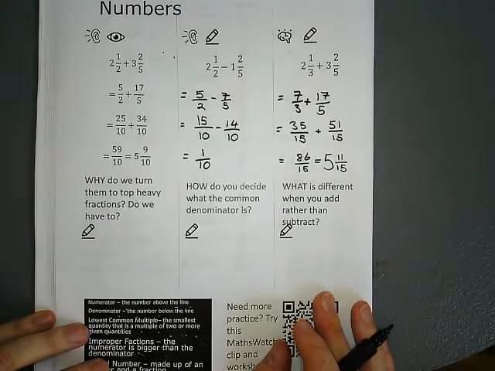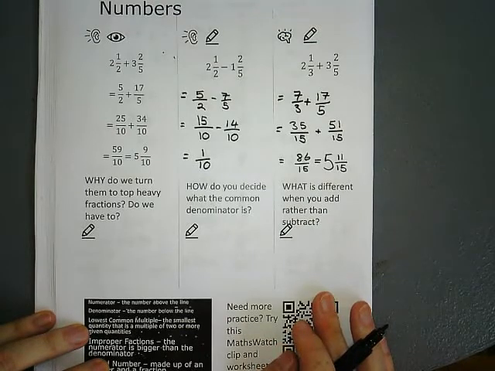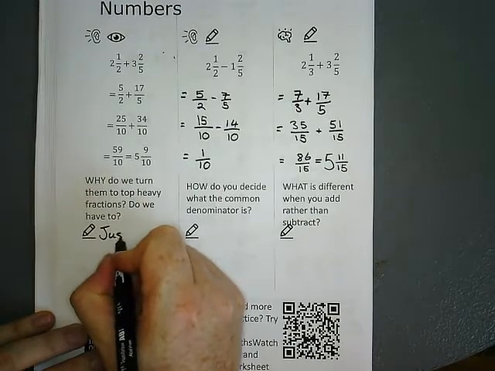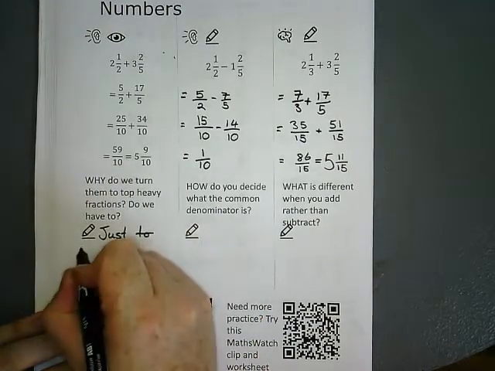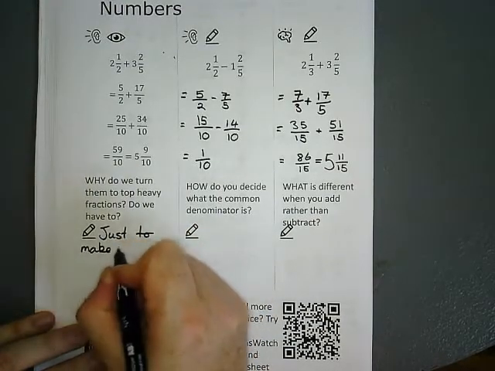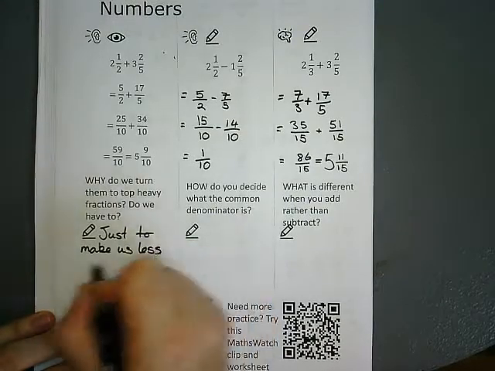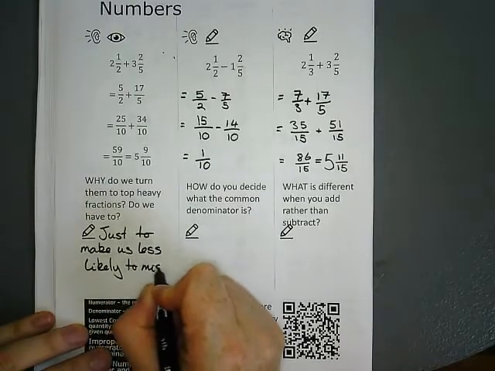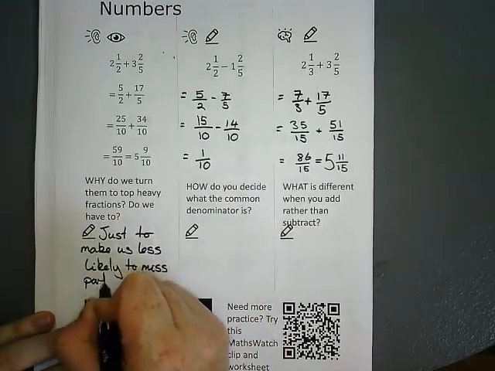Right, why do we turn them into top-heavy fractions? Well, it's just so we can deal with it all as one thing, and we don't end up with negatives. We don't have to. You can deal with the fractions and the whole numbers separately, but you're more likely to make mistakes. So it's just to make us less likely to miss parts out.